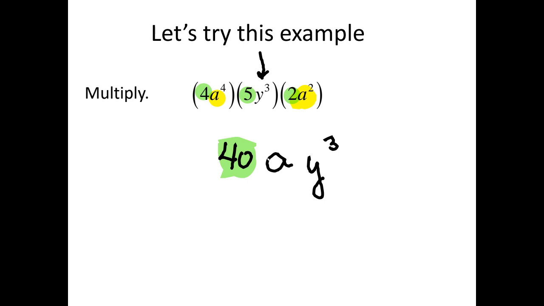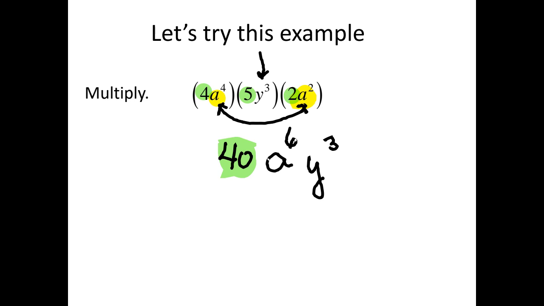These 2 yellow terms both have a base of A. A4, A2 gives me A6. That is what is the second term. The Y3, it goes in the back. And notice alphabet. A comes before Y. So A6, Y3.